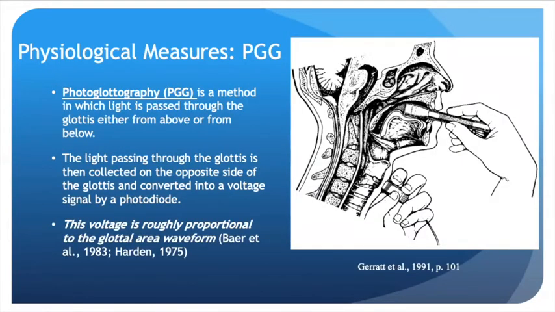Photoglottography, PGG, is another method. I used this during my dissertation. You pass a light through one side of the vocal folds and collect it on the other. The light can be above or below; there just has to be a collecting photodiode on the other end. The voltage output from the photodiode is roughly proportional to the glottal area, because the light coming between the vocal folds changes with the glottal area, and thus the voltage output from the photodiode changes. So the voltage is roughly proportional to the glottal area waveform.